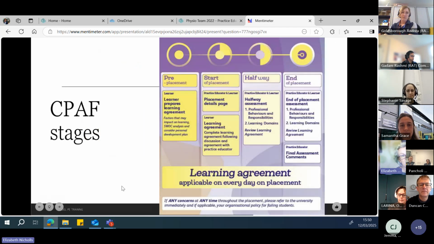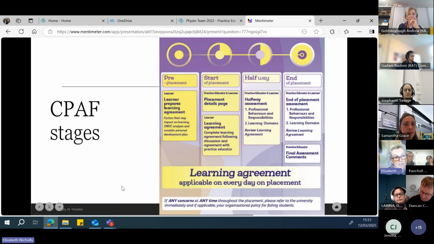So if you're used to using the CPAF, you may well have seen this page at the start of the CPAF, and there's loads and loads of information in there for you to read. But we like this slide because it gives you a bit of a snapshot of what you should expect with the CPAF.